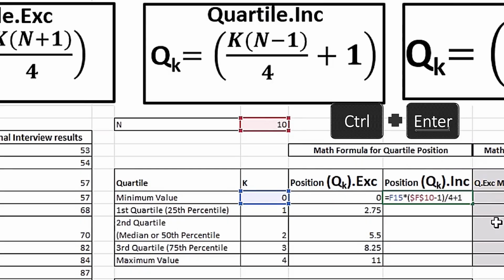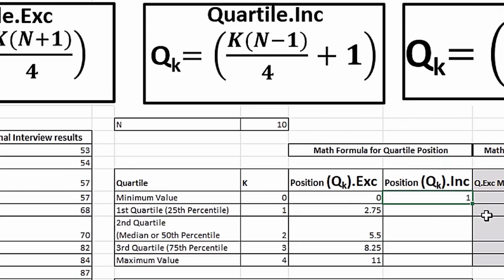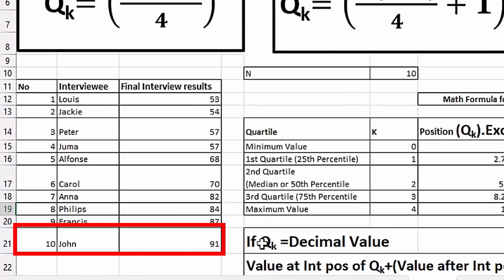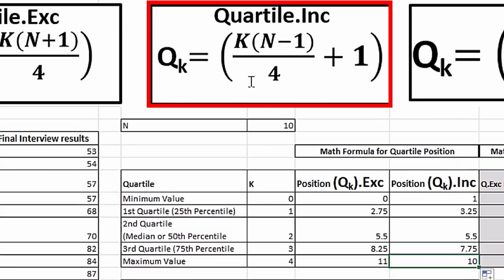Now when I press Ctrl+Enter, it's getting the minimum value from the first position. But when I copy my formula down, you can see the positions where we're getting the first quartile and the third quartile are different. Also for the maximum value, it's giving us 10, the last position in our dataset. So with this formula, whenever you use K as 0, it will always give you 1, the first value in your dataset. And when you use K as 4, it will always give you the last number in your dataset. That's the reason why it's possible for it to give you the minimum value and the maximum value.